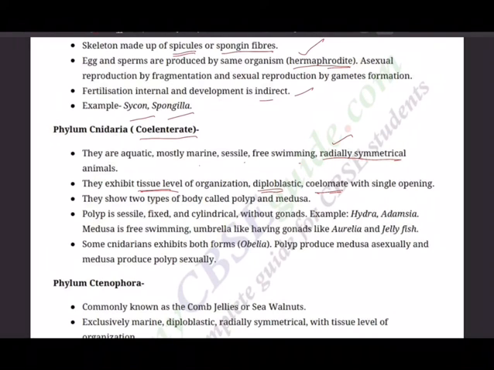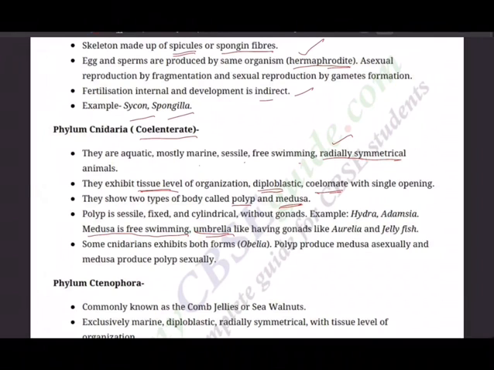They show two types of body forms called polyp and medusa. This is important. Dimorphism. Polyp and medusa. Polyp is sessile, fixed and cylindrical, without gonads. Example, Hydra, Adamsia. Medusa is free swimming. This you must remember here. Many times they will ask you in your NEET exam, which is free swimming, umbrella like, having gonads, is it polyp or medusa? You must remember medusa. Medusa is free swimming, umbrella like, having gonads, like Aurelia and jellyfish.